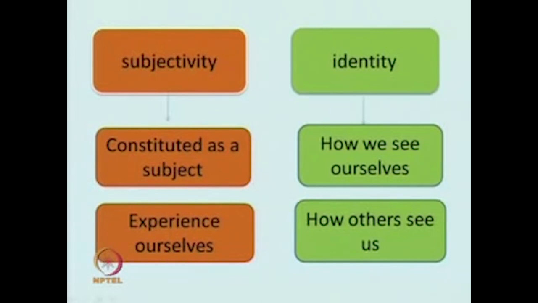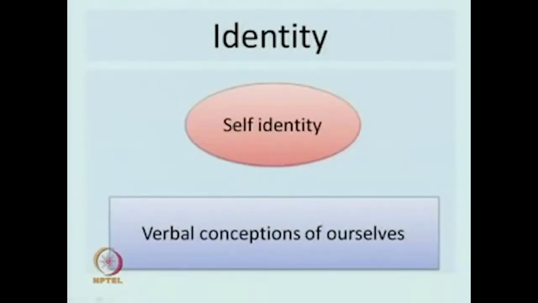Continuing in the same vein, subjectivity is how you are constituted as a subject and our experience of ourselves, of what it means to be a person. On the other hand, identity is not only how we see ourselves, but how others see us. This is an important point here. Identity entails how others conceive of us and how others try to, so to speak, manage who we are, what we are, to understand us.